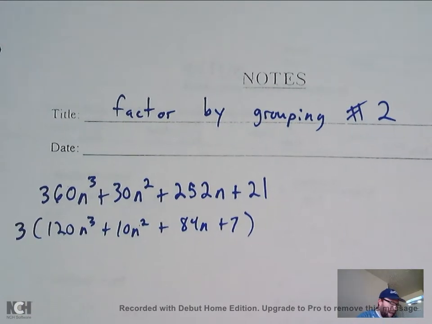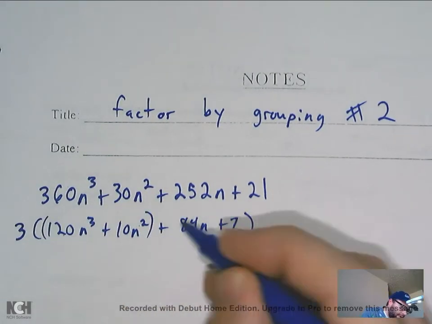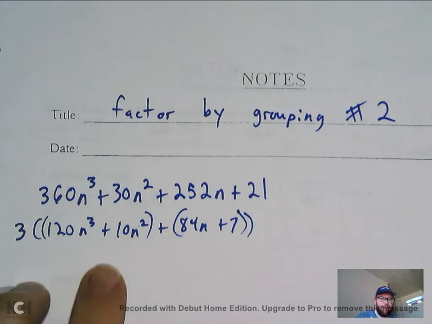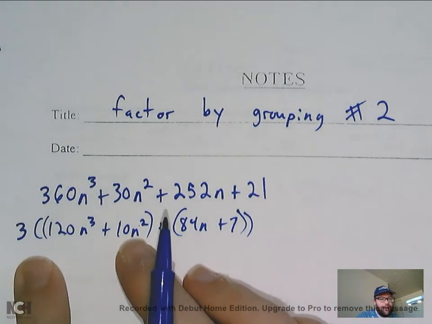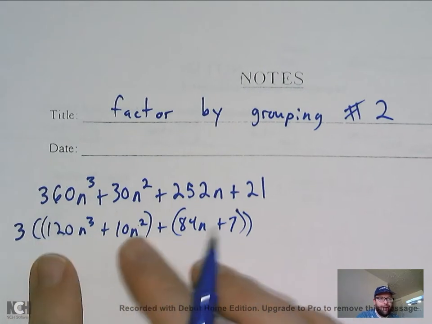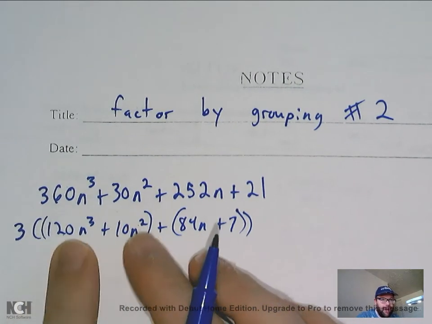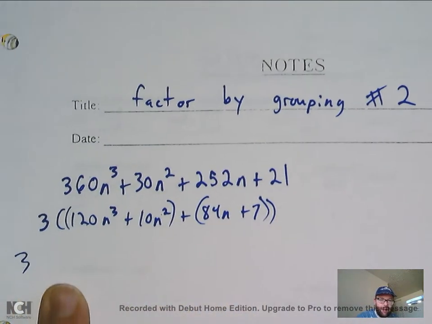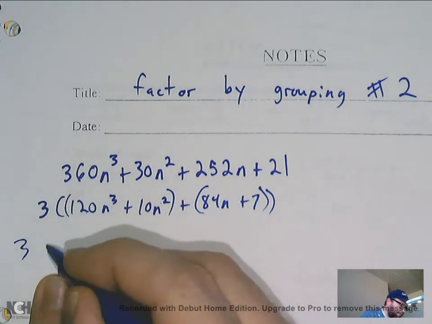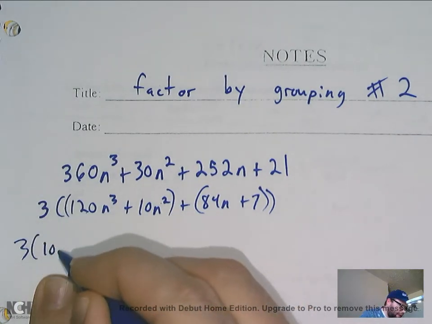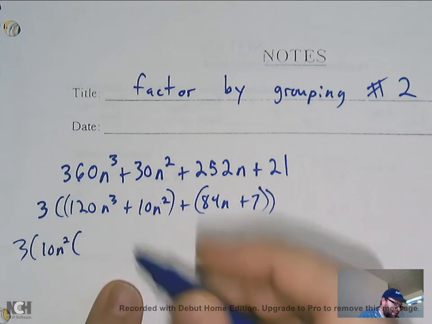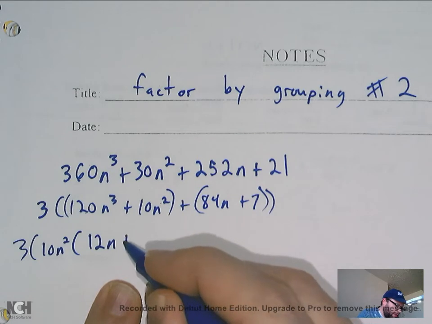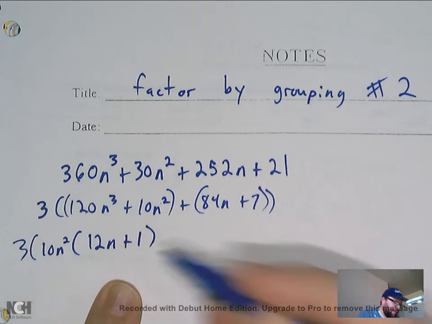Okay, now we're going to group. So group our numbers, and let's see if we can figure out greatest common factors. So right off the bat, I know that 10 goes into 120, so this should be pretty easy on a factor. There's 2 n's in each of these, so I can take out an n. 10n to the second out of that first one. So 3 times 10n to the second times, I would be left with 12n, and then I'm taking out that entire term, but it would just be a plus 1 left there, right?